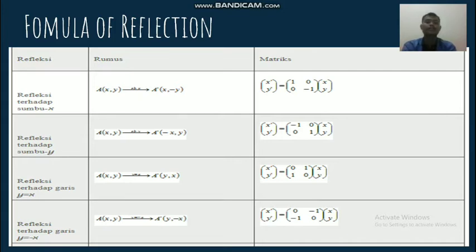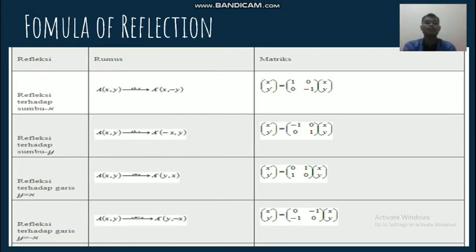And the third formula is reflection on the line y = x. The formula is A(x, y) reflected on the line y = x becomes A'(y, x), and the matrix is [x', y'] equals [[0, 1], [1, 0]] multiplied by [x, y], and we get the result (y, x).